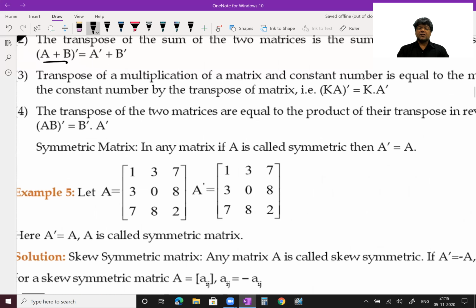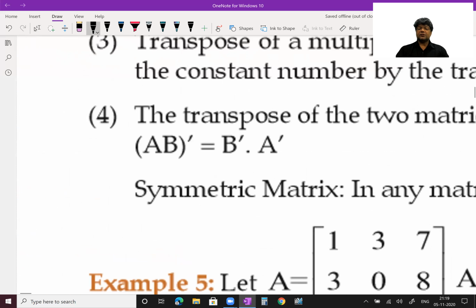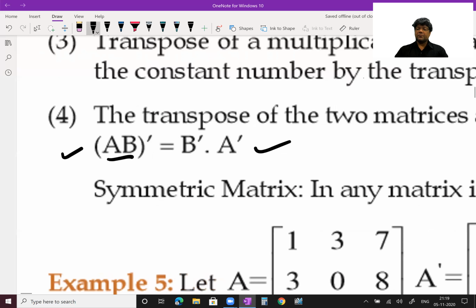Now, the transpose of the product of two matrices is equal to the product of their transposes in reverse order. This thing you have to remember, guys. You are multiplying two matrices, and then you do the transpose of that product. Then that will be equal to the product of their transposes, but in a reverse order. It will not be equal to A dash into B dash. It will be equal to B dash into A dash, that is B transpose into A transpose. So this important thing you need to remember, guys.